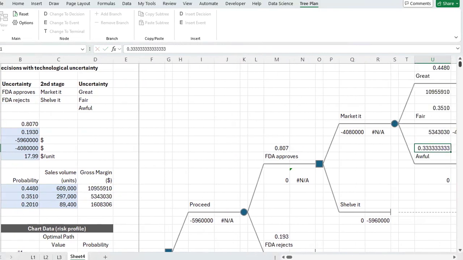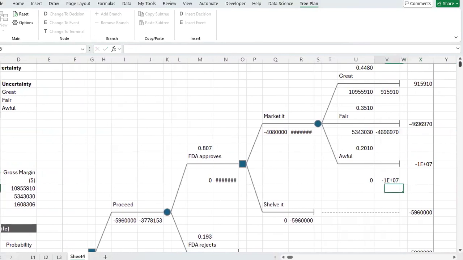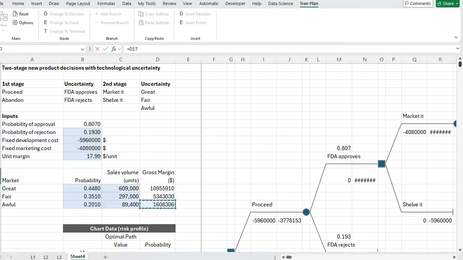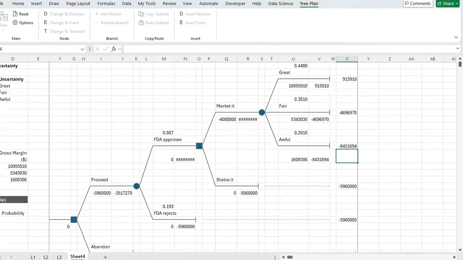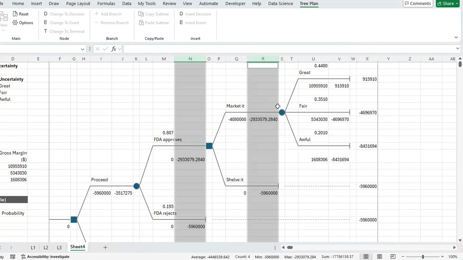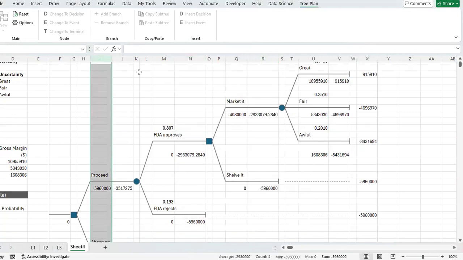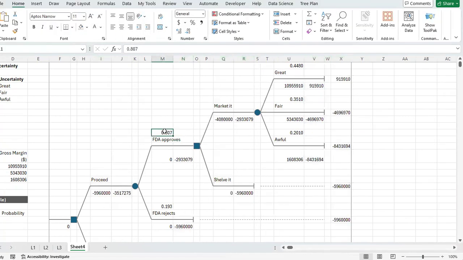For an awful economy, the probability is 0.2010, and we expect a gross margin of $1.6 million. All right, let me reduce the zoom to 100% so we can see it better, to auto fit it. Also, I want all the dollar values to be 0 decimal places. I want the probabilities all to have 4 decimal places.